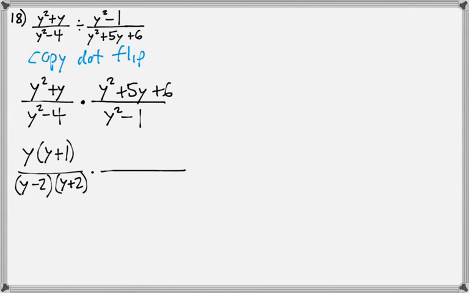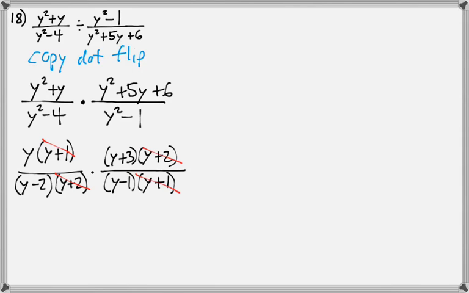The top right will be a y plus 3, y plus 2. And then the bottom right is going to be a y minus 1 and a y plus 1. So a lot of different stuff here. Okay, here's the fun part. Y plus 2's gone. Y plus 1's gone.